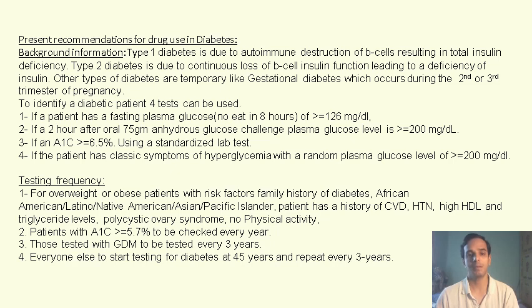Basically, they would give 75 grams of anhydrous glucose, and after 2 hours, check whether the plasma glucose level is greater than 200. This is called the oral glucose challenge test, and it's used to diagnose a diabetic patient. If an A1C is greater than 6.5, using the standardized lab test, it will push a patient into pre-diabetes or a diabetic patient. If a patient has classic symptoms of hyperglycemia with a random plasma glucose level of greater than 200 milligrams per deciliter, they are also diagnosed.